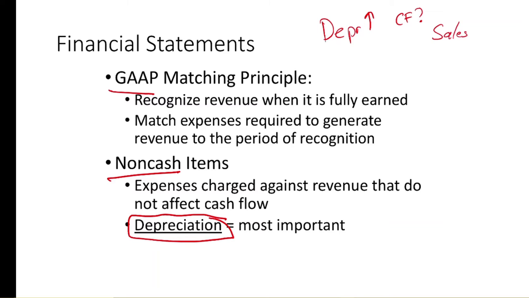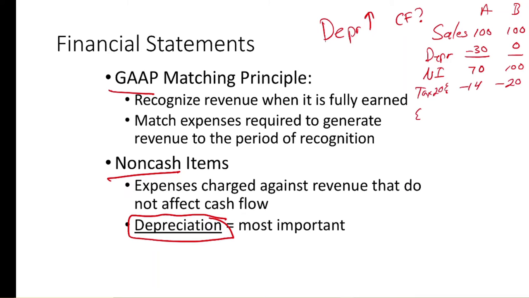Let's say we have two firms, A and B. Firm A has sales of 100, firm B has sales of 100. Firm A has depreciation of $30, firm B has no depreciation. So then we have net income of 70 and 100. Let's say we have taxes of 20%. So this is 14, this is 20, and there we have earnings after taxes of 56 and 80.